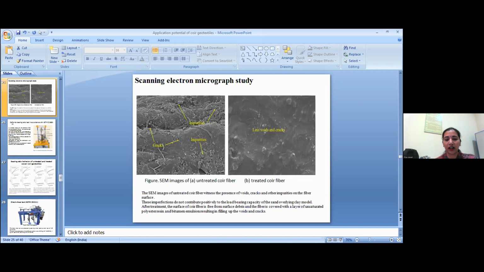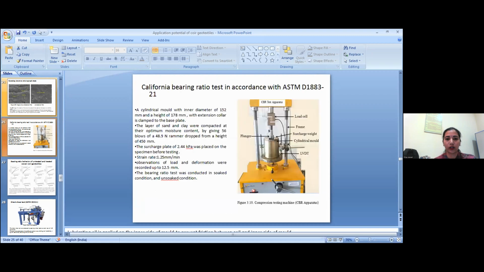This image is of untreated coir fiber, which has impurities, cracks, and void surfaces. And this is the same image of coir fiber after chemical treatment. These imperfections didn't contribute positively to the load bearing capacity of sand overlying clay. But after treatment, the surface of coir fibers is free from surface debris. It was covered with a layer of chemical, all the void spaces were filled up, due to which the surface area also increased, and the tensile strength of the geotextile also increased.